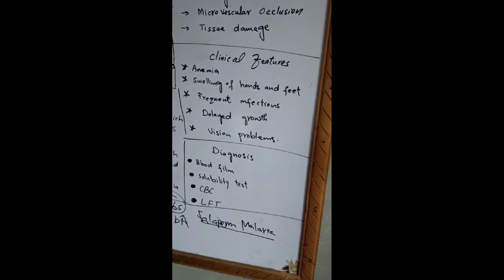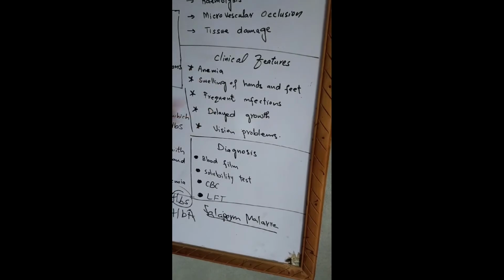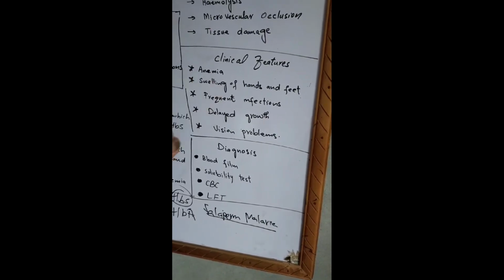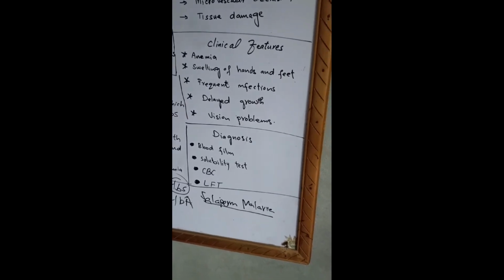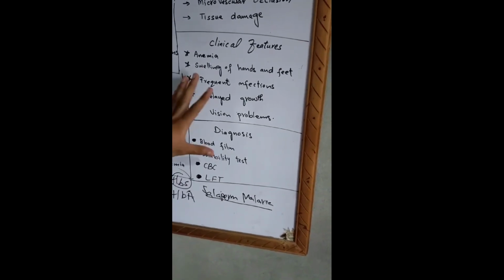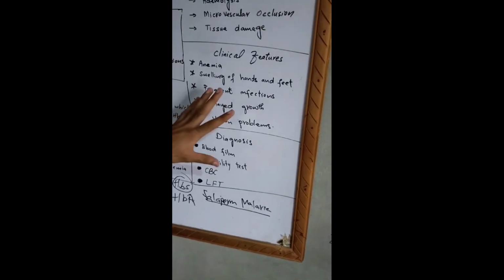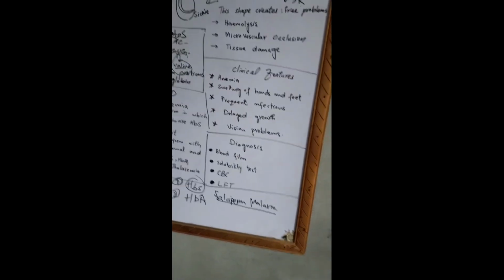Now we will discuss the clinical features of sickle cell disease. The patient will be anemic, with swelling of the hands and feet, frequent infections, delayed growth, and vision problems. There are more related problems and clinical features of sickle cell disease, but I have discussed the simple clinical features which are most commonly seen in patients.